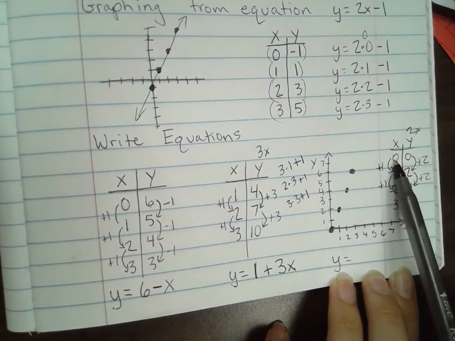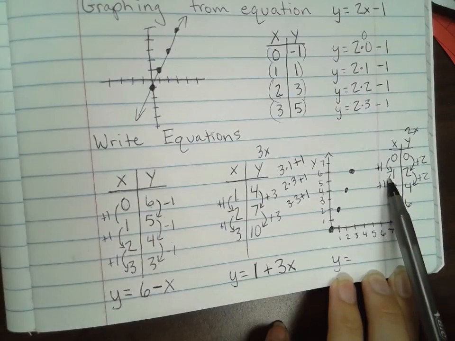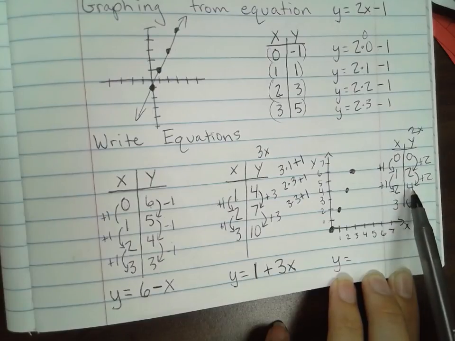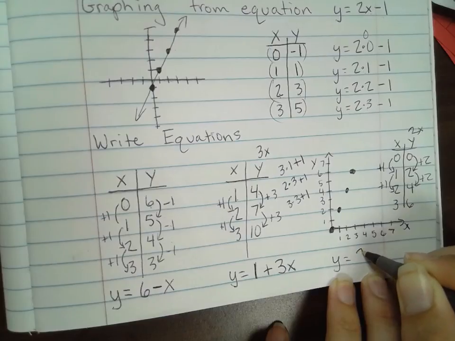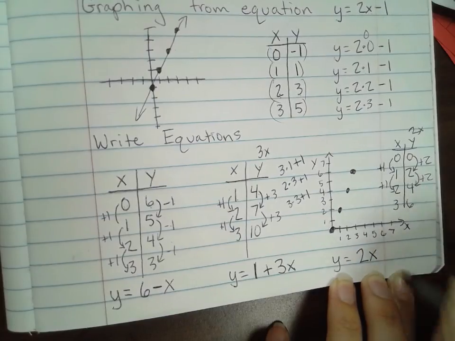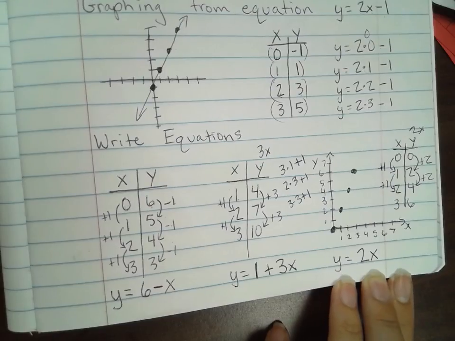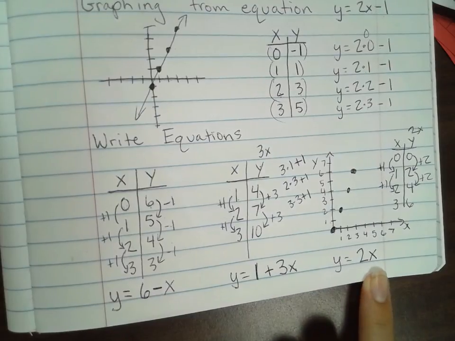Let's check. 0 times 2 is 0. 1 times 2 is 2. 2 times 2 is 4. So the only thing that happened here is take and times x by 2. Our starting point is 0. And I could write plus 0 on there if I wanted to, but I don't have to. Starting point is at 0, and it's growing by 2 every time.